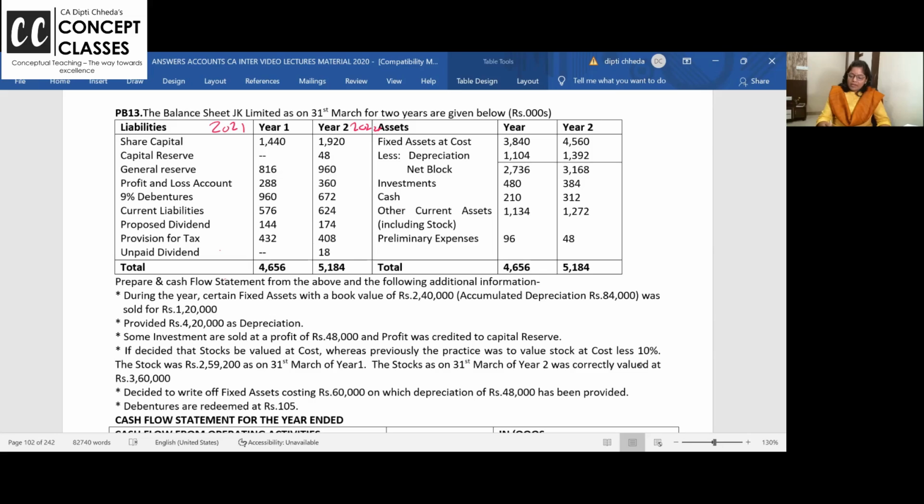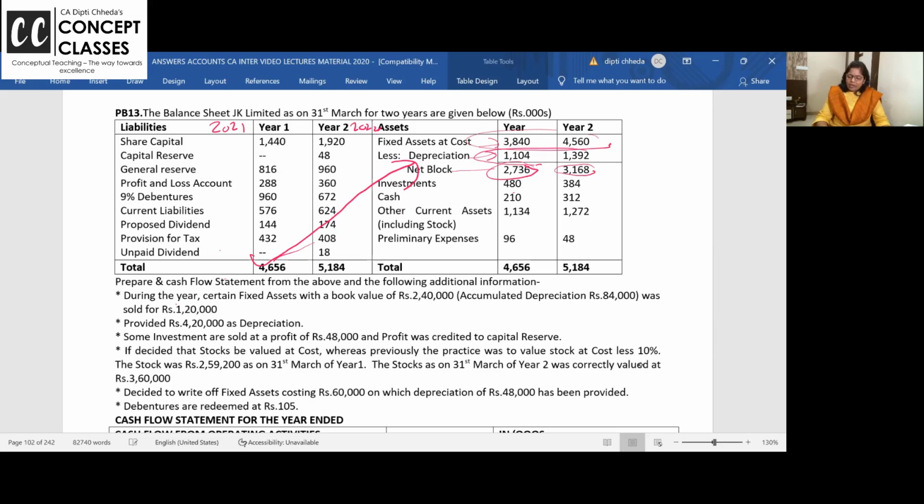Now see the pitfall. Fixed assets opening and closing are given separately, for the depreciation and net block. Now many students in the exam do a blunder. They take opening fixed asset 2736, closing 3168, gone. Fixed asset is a separate account. Accumulated depreciation is a separate account. Just because they have given it this way, we are writing it here by subtracting it there. But you have to make two separate accounts.